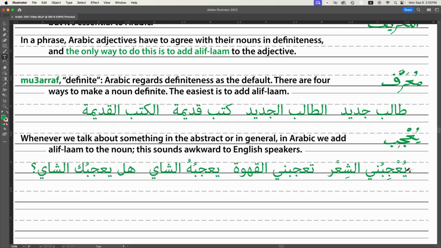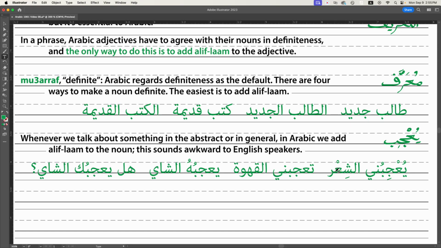So if I say yu'jibuni, the ni at the end here is me. Usually it's e for my, but after a verb, which this is, it becomes ni. So learn this little phrase, yu'jibuni. Practice it a bunch of times. Yu'jibuni means it pleases me. So it works like me gusta in Spanish.